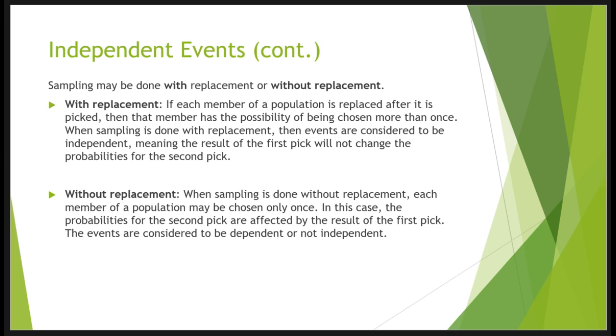Now, when you look at without replacement, this is when you sample, but you don't put it back in. So once you pick something, it doesn't go back into the population. So each member of the population can only be chosen once. In this case, the probabilities for the second pick are affected by the result of the first pick. So the events are considered to be dependent and not independent.